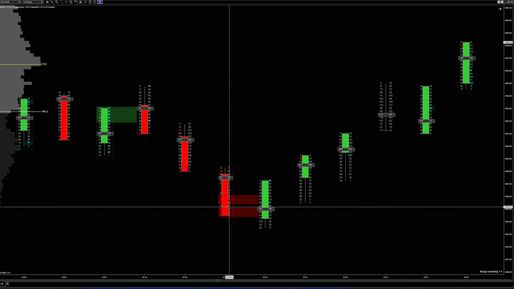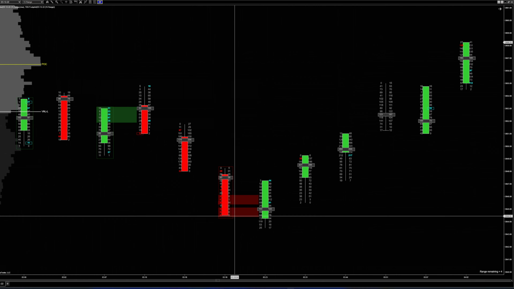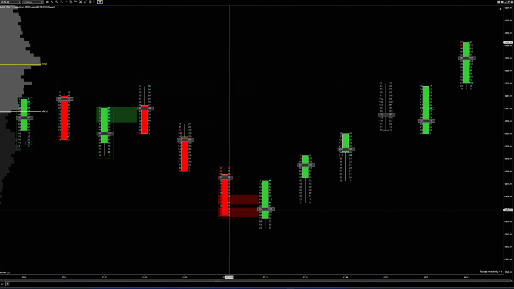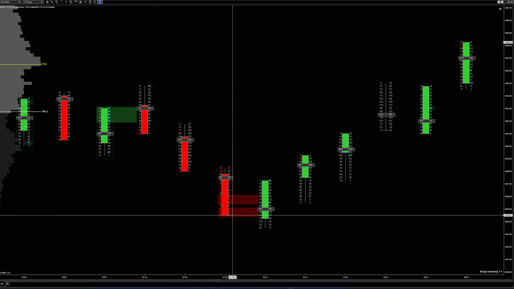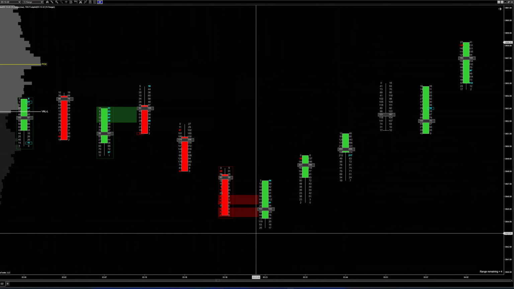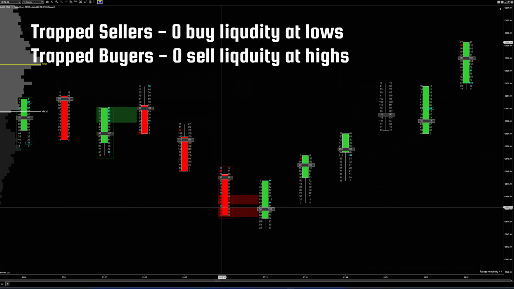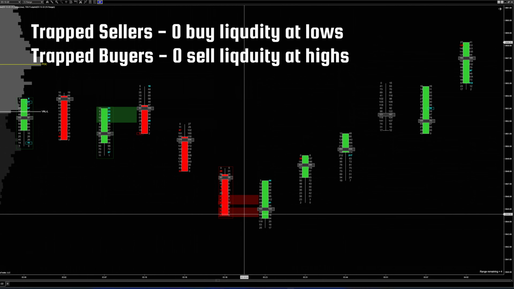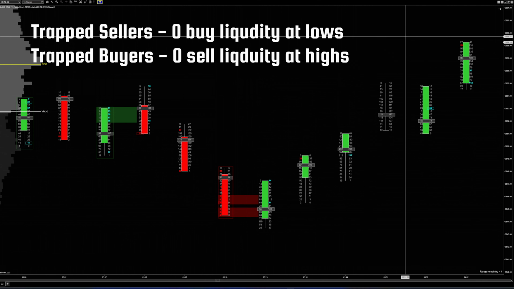And then there will also be times where the stacked imbalance has 0 liquidity on the opposing side. Now this isn't really considered a stacked imbalance. What this is considered is trapped sellers. So these sellers are getting trapped, and people will usually trap them and send the markets back up.